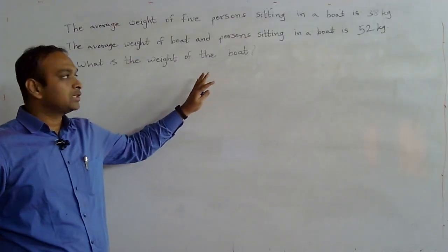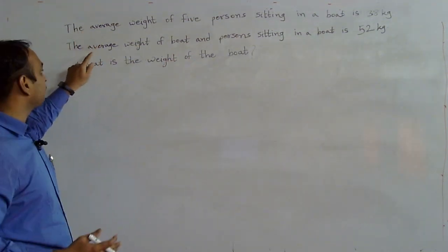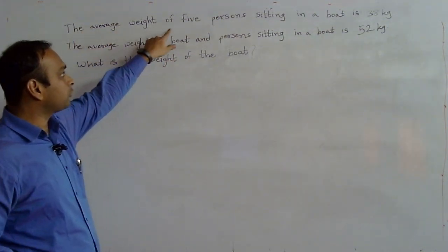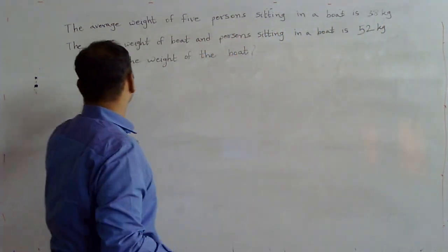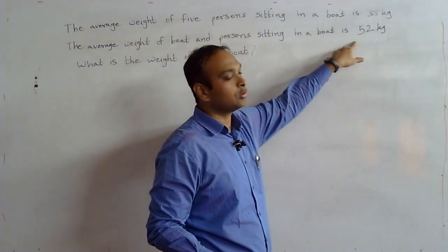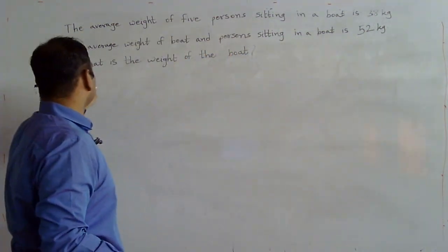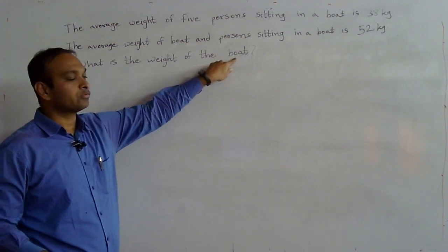Here we are on the second problem of this topic, averages. Let's read the problem first. The average weight of 5 persons sitting in a boat is 38 kg. The average weight of the boat and persons sitting in the boat is 52 kg. What is the weight of the boat? The question is, we have to calculate the weight of the boat.